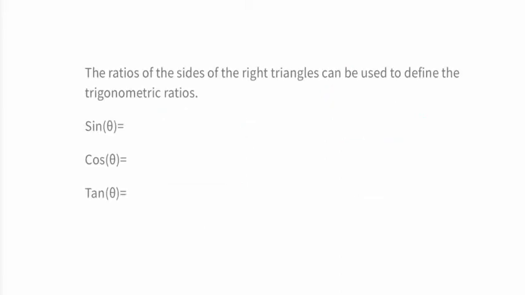The ratios of the sides of the right triangles can be used to define the trigonometric ratios. Our mnemonic for remembering these is SOHCAHTOA. You should have learned this in physics. SOHCAHTOA. So the sine of an angle is the opposite side over the hypotenuse. This is the SO part of SOHCAHTOA.